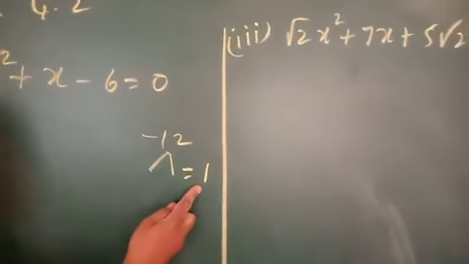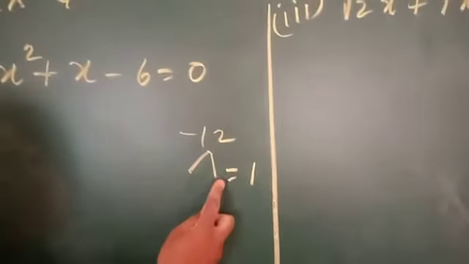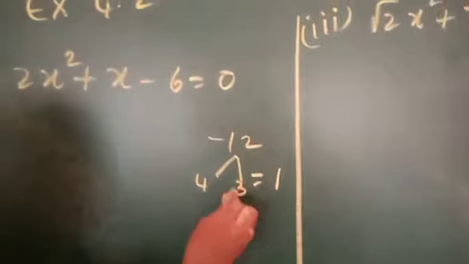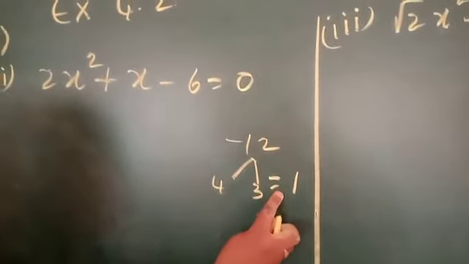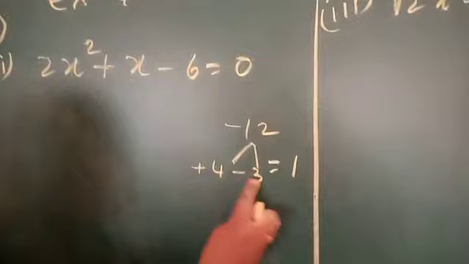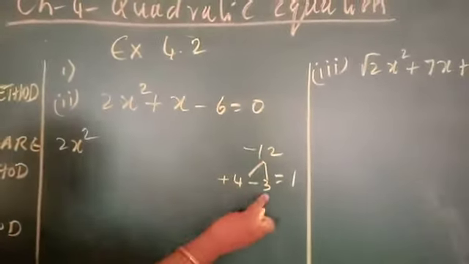Is it possible? No. Then 3 4s are? Yes. 3 into 4, 12. 3 minus 4, 1, or 4 minus 3, 1. So let me take 4, 3. So which is here plus 1, you should get minus 12. So plus 4 minus 3. 4 3s are 12, plus 4 minus 3 is plus 1. So now we will solve by using this 4 and 3.